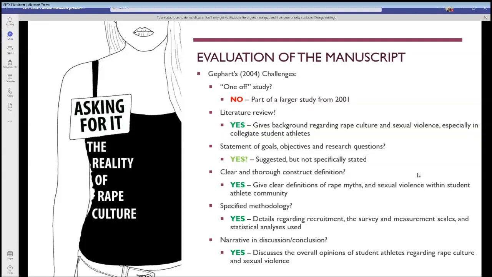There was a clear and thorough construct definition, where there were clear definitions regarding rape myths and sexual violence within the student-athlete community. The methodology used in this study was specified through details regarding their recruitment strategies, the survey and measurement scales that were used, and the statistical analyses that were used. And additionally, the conclusion discussed the overall opinions of the student-athletes regarding rape culture and sexual violence, as well as outlined future implications for this type of study.